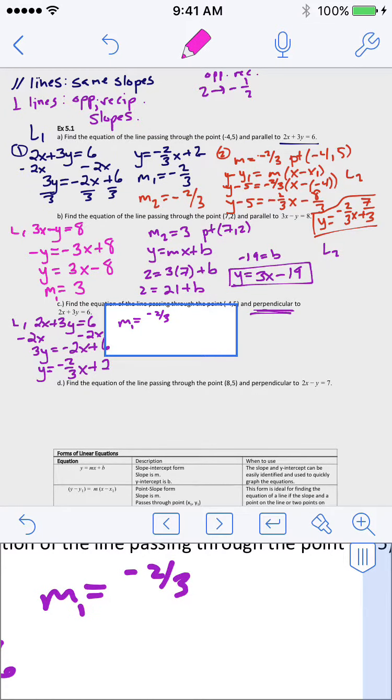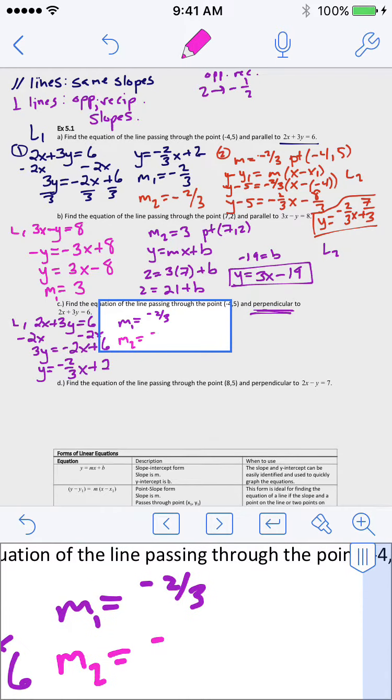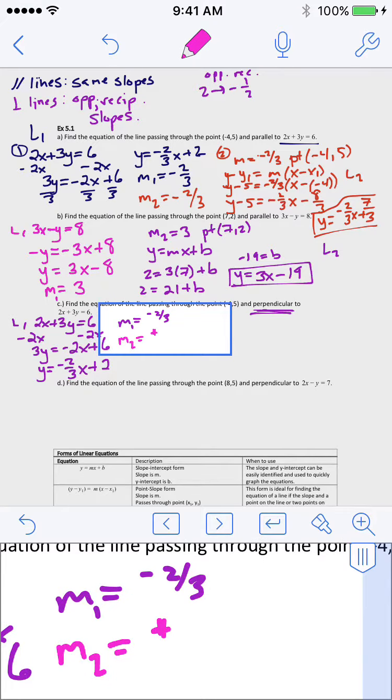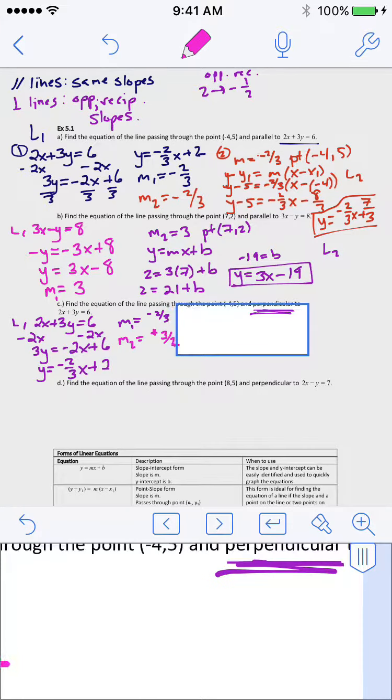Here, that is not the case. Here, my next slope is going to be the opposite reciprocal of that. This first one's negative, so this one's going to be positive, and then I'm going to reciprocate it, or flip the fraction over. Positive 3/2, pardon me. So it's not going to be negative 2/3, it's in fact going to be positive 3/2. It's going to be the opposite and reciprocal. But from there, once we've done that, it's the exact same problem.